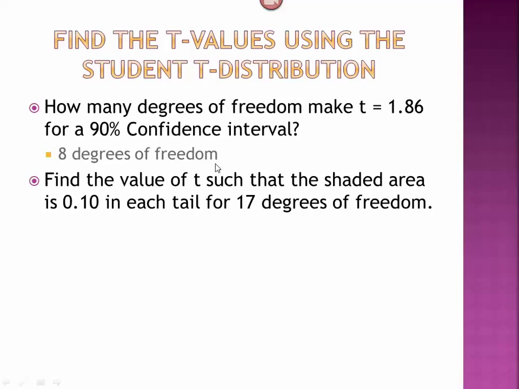So you should have gone to the 80% level of confidence column and gone down to 17 degrees of freedom to find t equal to 1.333. This would be our critical value of t.